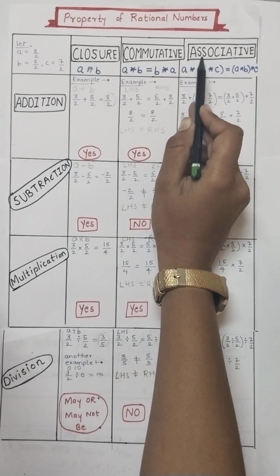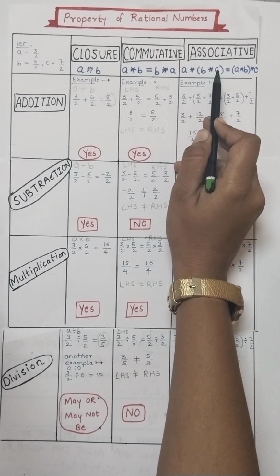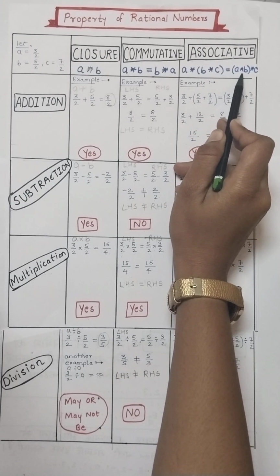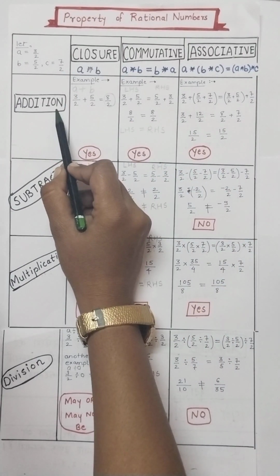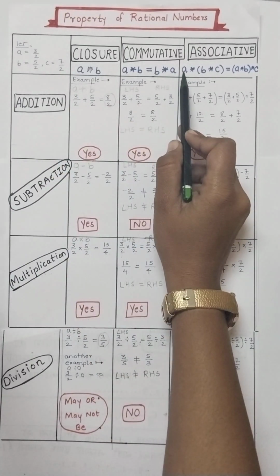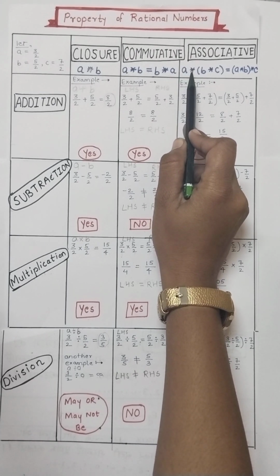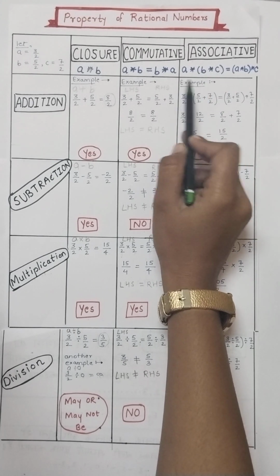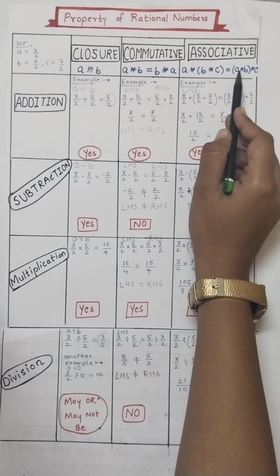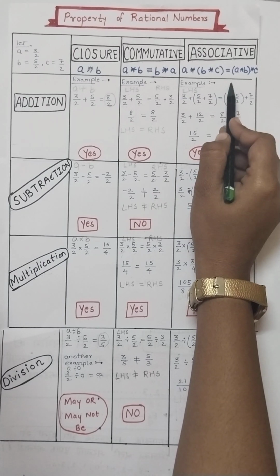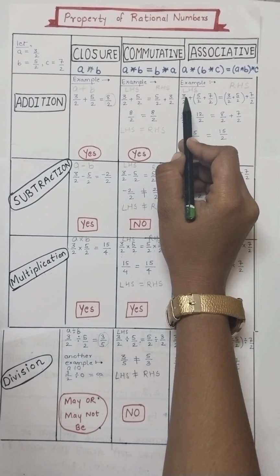So for the associative property, we have a asterisk in the bracket b asterisk c is equal to in the bracket a asterisk b, asterisk c. So first we will see for addition. In place of the asterisk we will put the plus symbol. So a plus in the bracket b plus c will become our LHS, and in the bracket a plus b, plus c becomes our RHS. Okay, so put in the values.